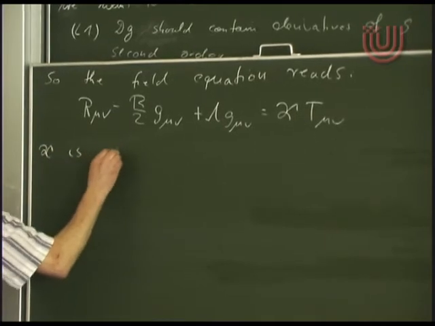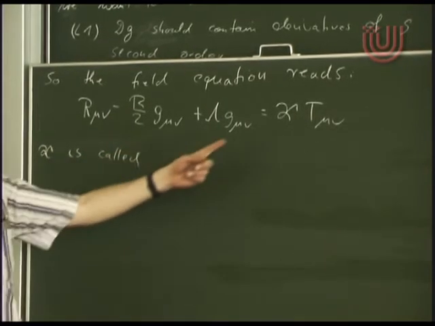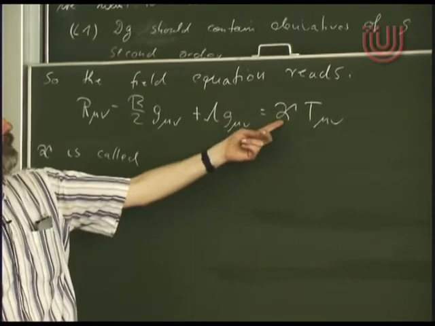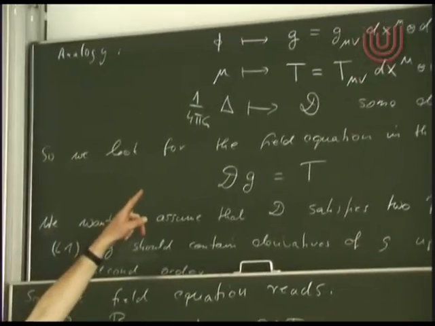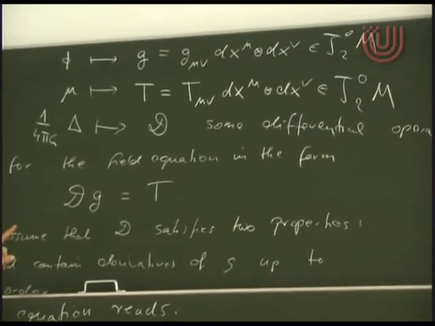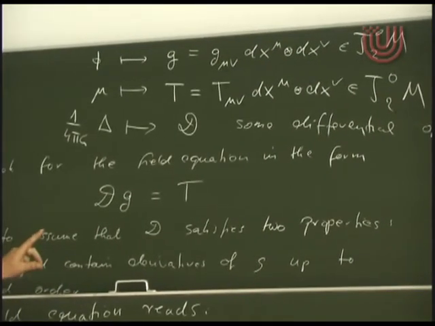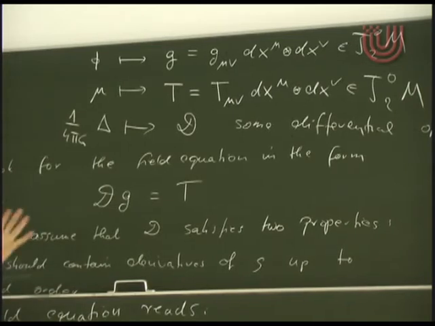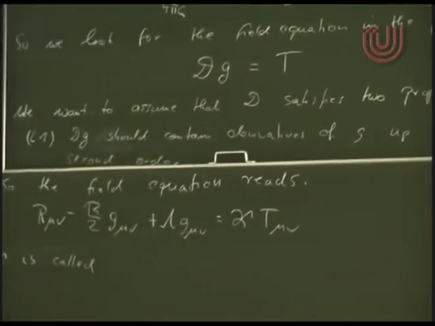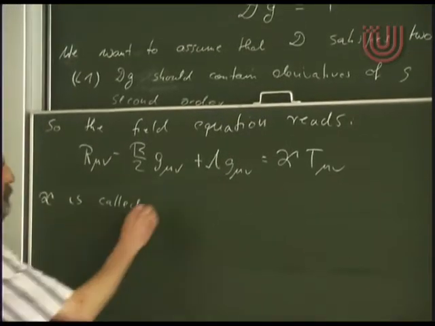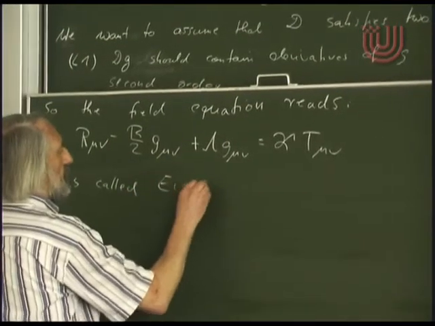Kappa obviously plays the same role as G played in the Newtonian theory, right? We had 1 over 4 pi G Laplacian replaced by d, and d comes with the 1 over kappa. So you see the G corresponds to the kappa. G is Newton's gravitational constant, and that's another gravitational constant, and for obvious reason it is called Einstein's gravitational constant.